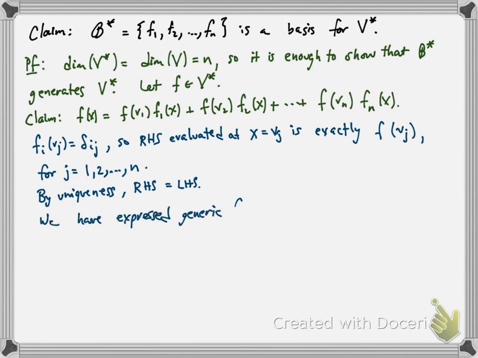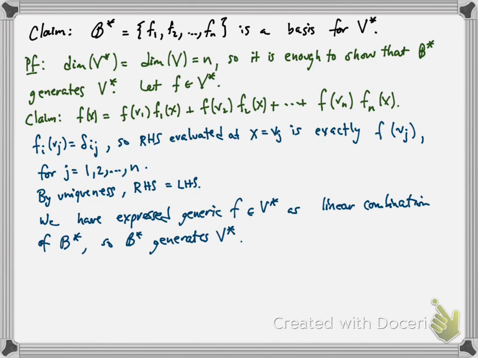So what have we done? We've expressed a generic functional as a linear combination of these coordinate functionals, a linear combination of B star, and so we've shown that B star generates V star. Since we know that the size of B star is n, that's enough to show that B star is a basis for V star. And that completes the proof.